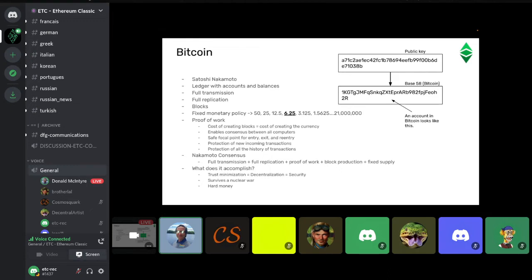Bitcoin is only a ledger with accounts and balances, and that's it. That's the only thing that it does. You can send new transactions to move Bitcoin from account A to account B, and that's it. So it's accounts, balances, and it accepts transactions. It's extremely simple.